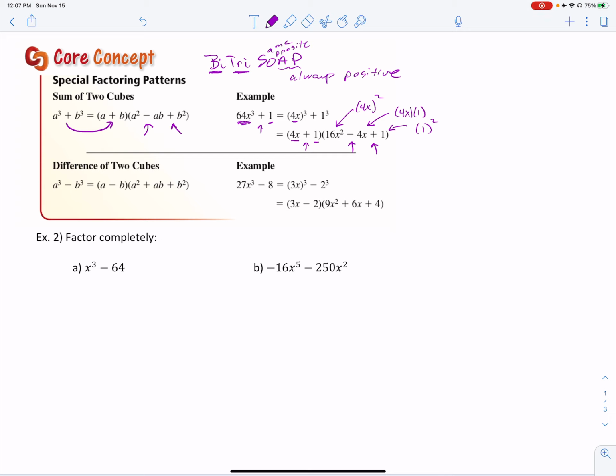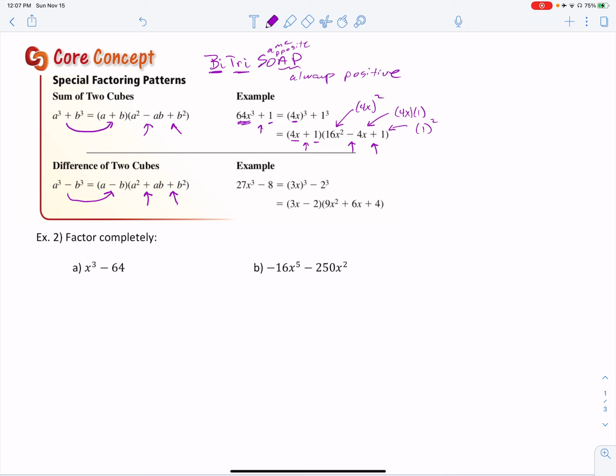So when you have a difference of cubes, really the pattern's the same except for the sign. Since it's a difference, the binomial has a difference. It has a subtraction sign in it. And then the middle term in the trinomial is positive, and of course the last one is always positive. And so that's how that pattern looks a little different.